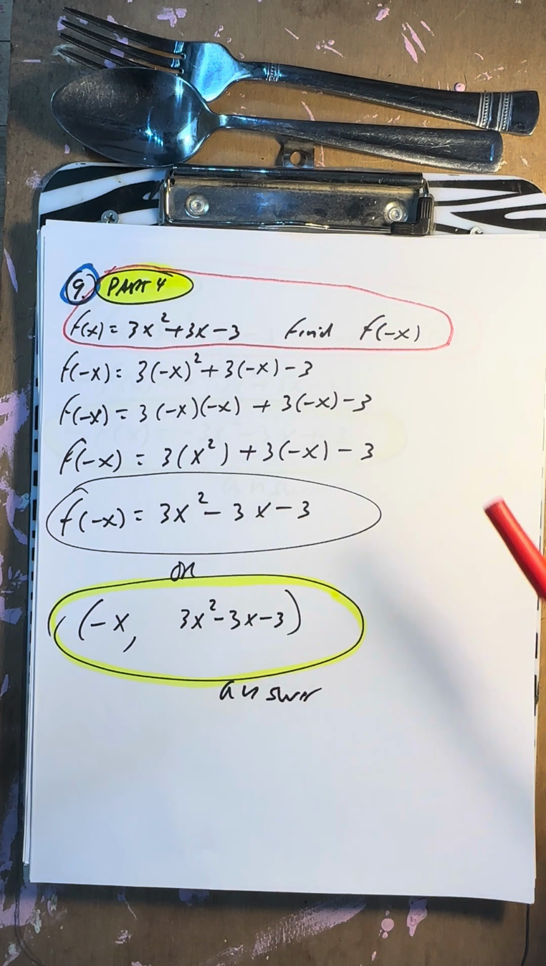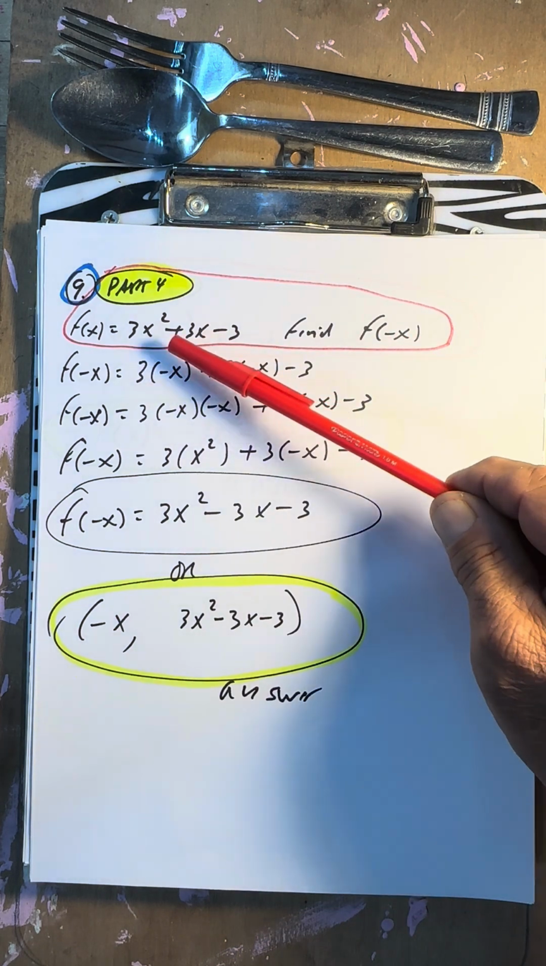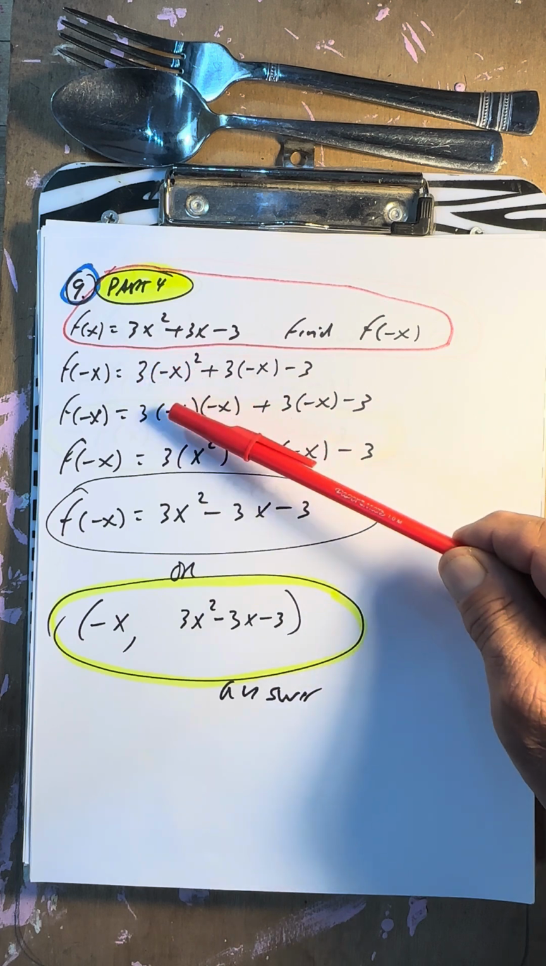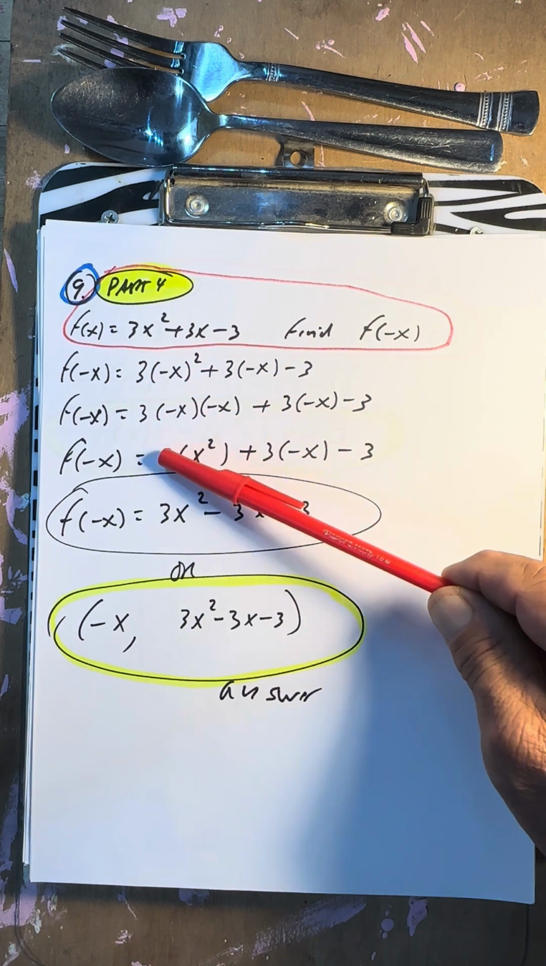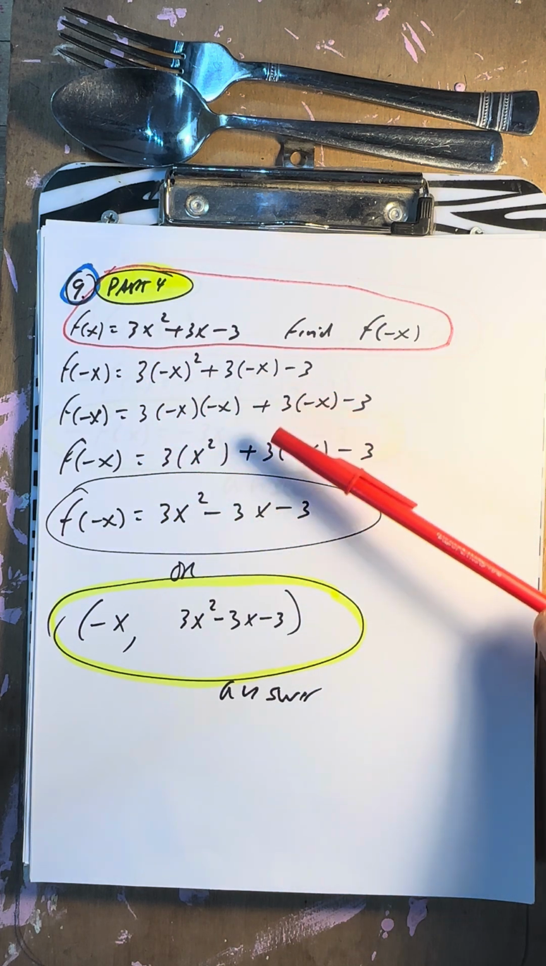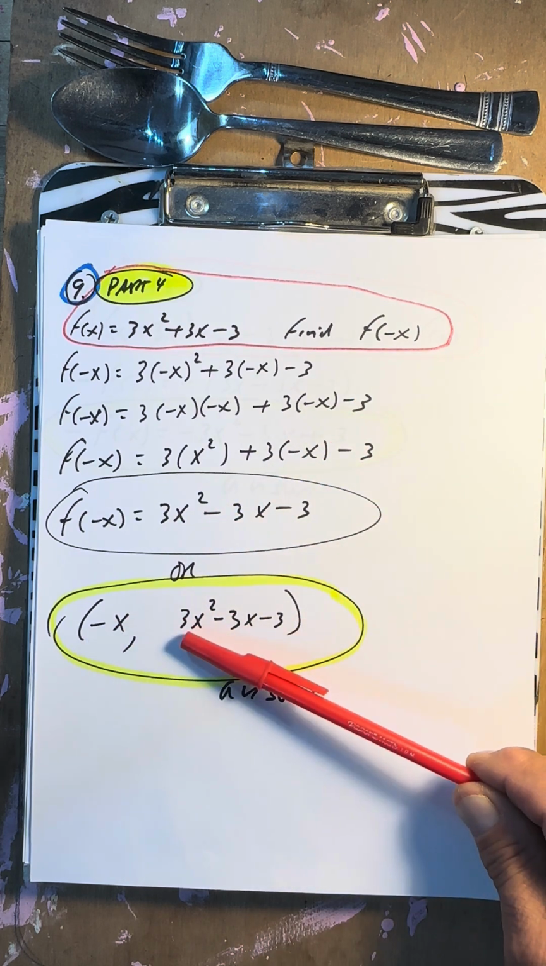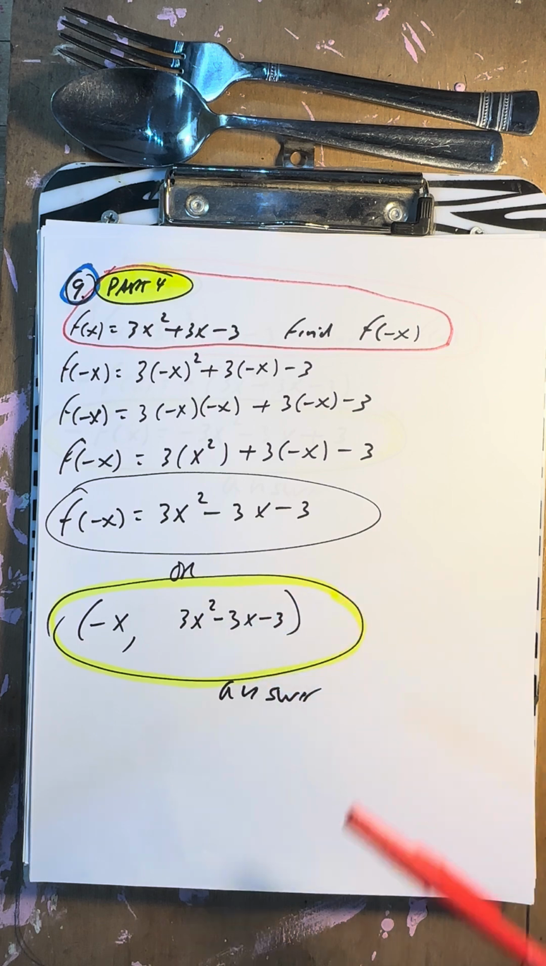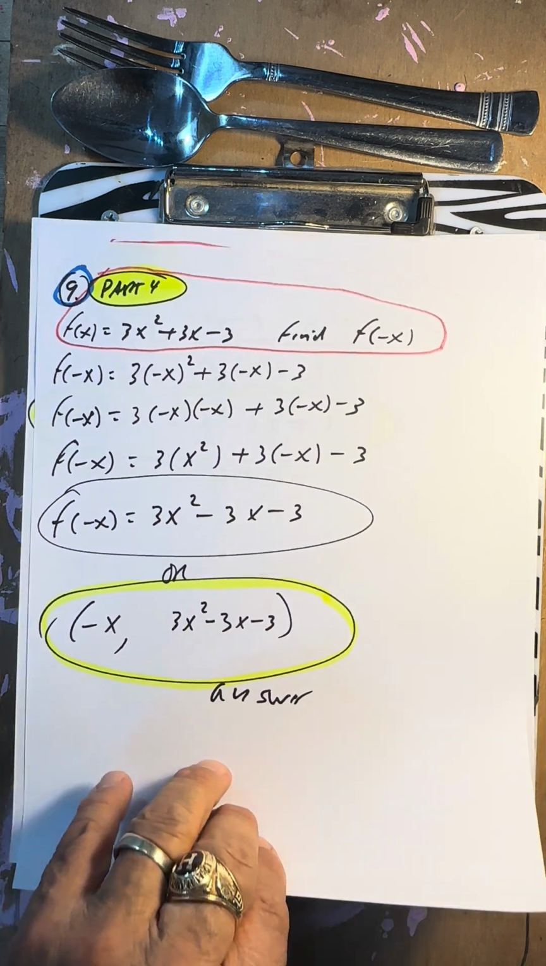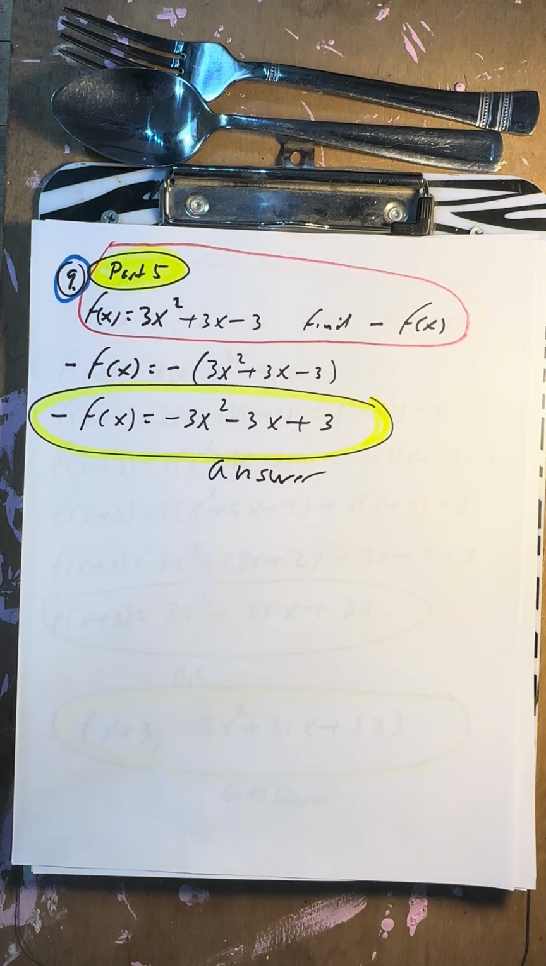This one. f of negative x. Substitute the x with negative x. So negative x and negative x is positive x squared. That times that is 3x squared. This times this is going to be a negative 3x and a negative 3. So this is going to be f of negative x equals 3x squared minus 3x minus 3. Part 4. This one.